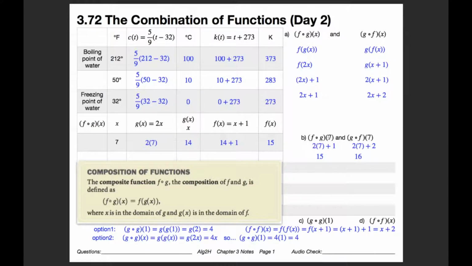So notice that the order matters. If you compose f in g, then you get 15, but if you compose g in f, you get 16. Similarly, the order matters up here when you're finding the actual functions. You do 1 first, it's 2x plus 1, then in the opposite order, it's 2x plus 2. So order matters. What if we wanted to find G composed in G of 1?